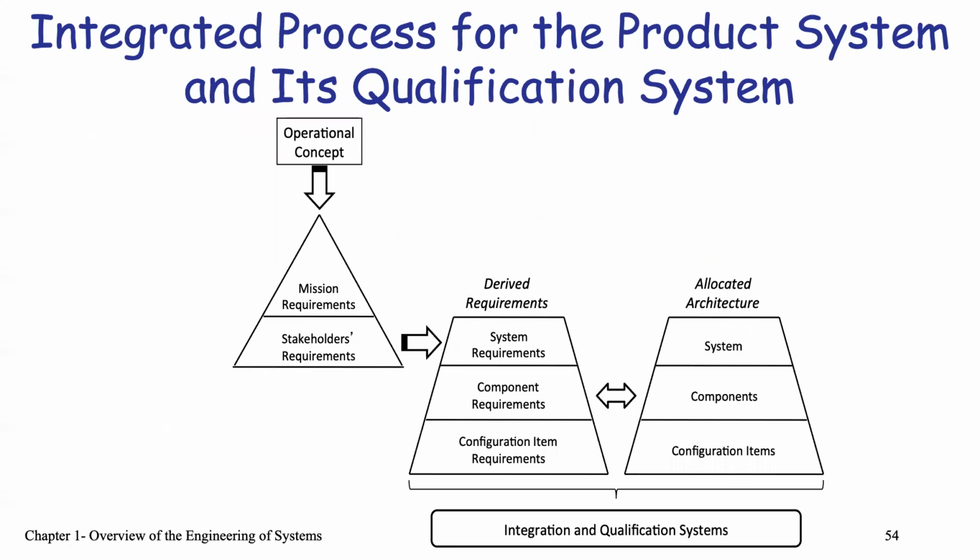So for the integration process for the product system and its qualification system, here is just another diagram showing this. You may see that there's some relatedness to each one of these diagrams. You have a concept that's then formed into requirements. From that, there are going to be more detailed requirements that need to be figured out. And then we come up with the allocated architecture, and there are going to be various levels of the system component and configuration items. And finally, that's going to be feeding into the integration and qualification of the system.